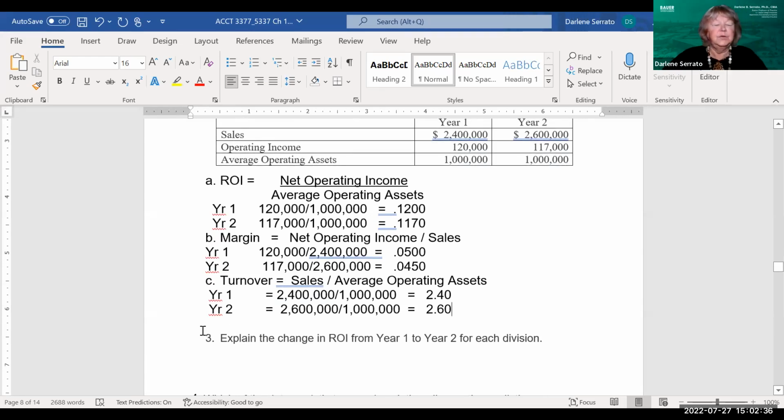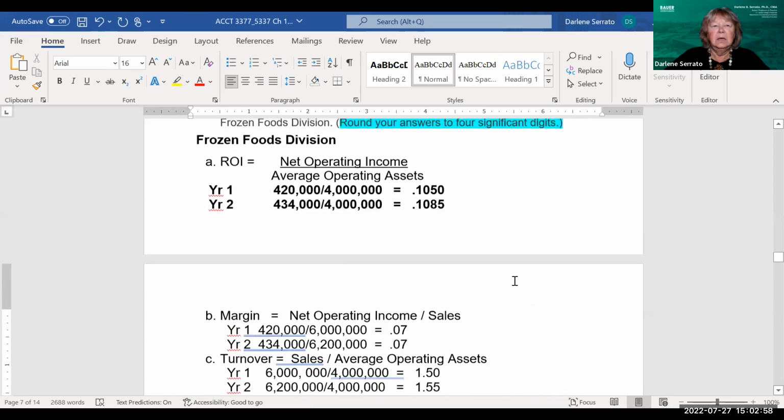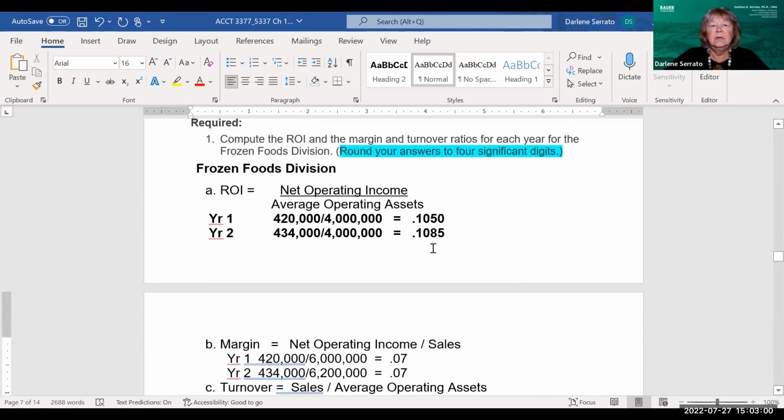So the change from year one to year two for each division in ROI: for can division, the assets stayed the same, but income went down. So that's why ROI went down. Okay. In frozen, income went up while assets remained the same, which is why the ROI increased.